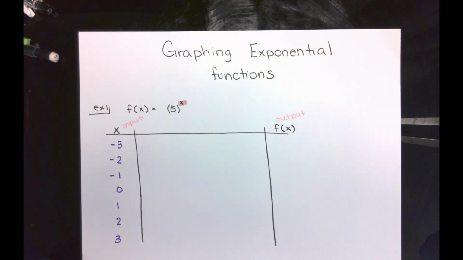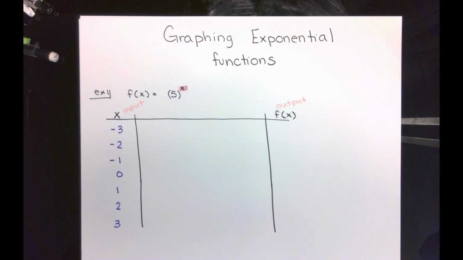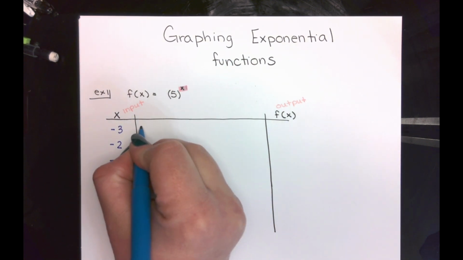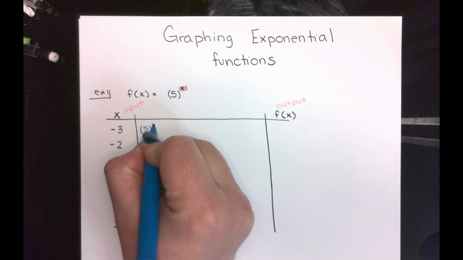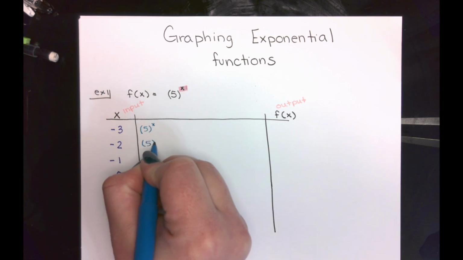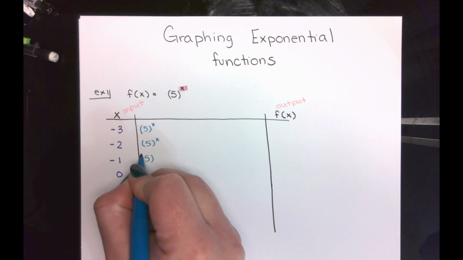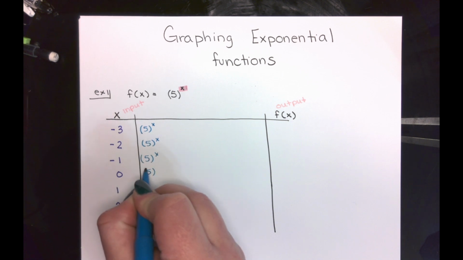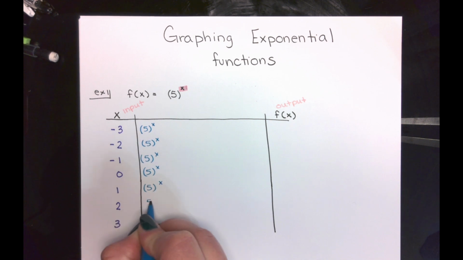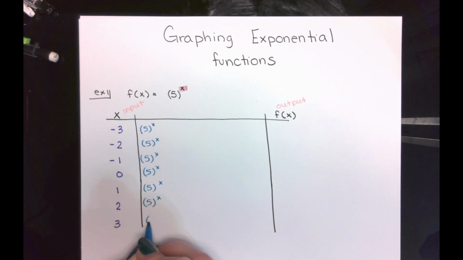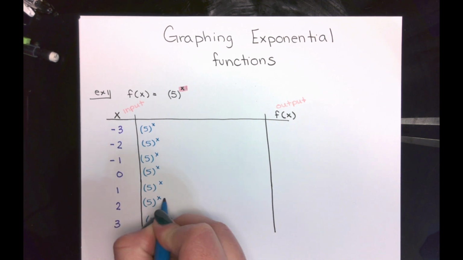The first thing you're going to do after you create your x values, you're going to take your given function and you're going to copy and paste right next to your x's. So I'm going to write 5 to the power of x, 5 to the power of x. I'm just copying and pasting. Nothing changes here. We're just writing out our function over and over and over again, followed by an equals.